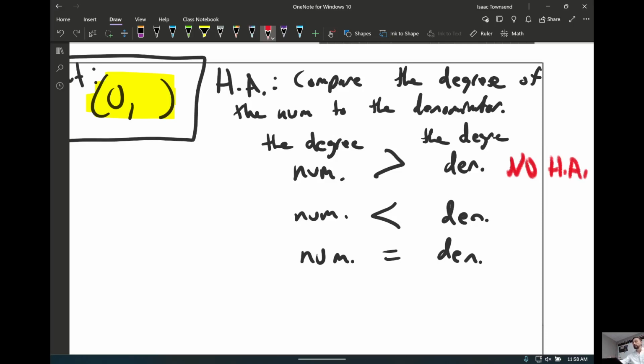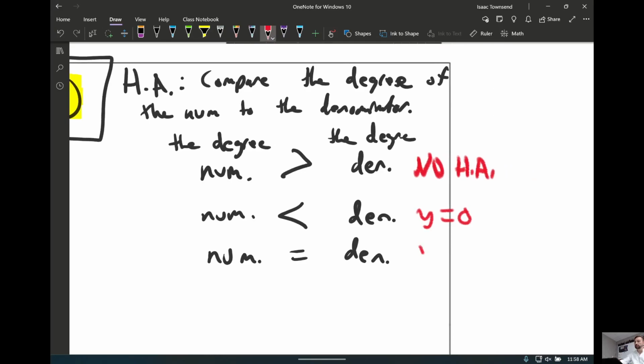When the degree of the denominator was bigger, we said it approaches y equals 0 on the far left and far right of the graph. And when the degrees were equal, we did y equals the leading coefficient of the numerator divided by the leading coefficient of the denominator. Again, that all should sound kind of familiar because we needed those horizontal asymptote rules for other stuff this year, so we've already reviewed this a little bit.